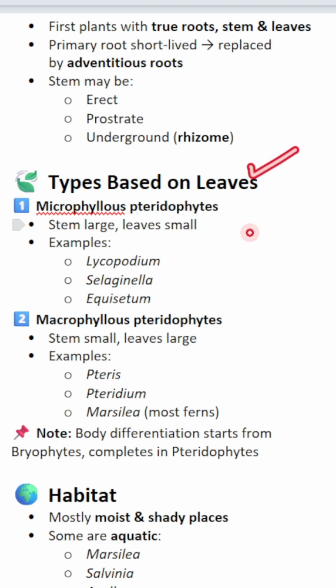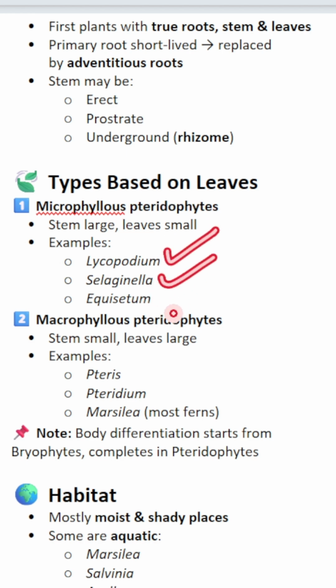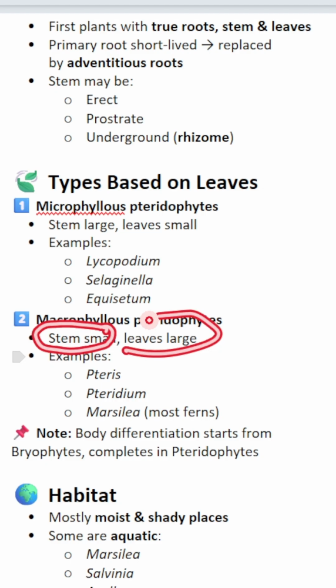Pteridophyta contains two different types of leaf: microphyllous and macrophyllous. In microphyllous we find the stems are large but the leaves are very small. The best examples are Lycopodium, Selaginella and Equisetum. In macrophyllous it is vice versa: the stems are very small but the leaves are very large.